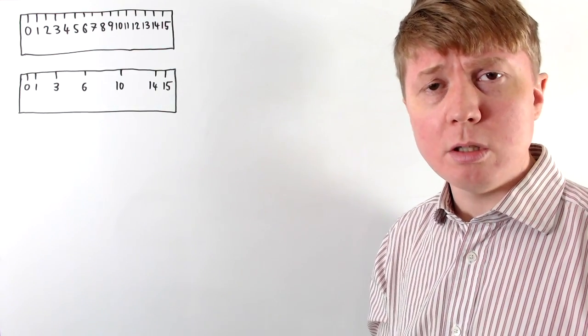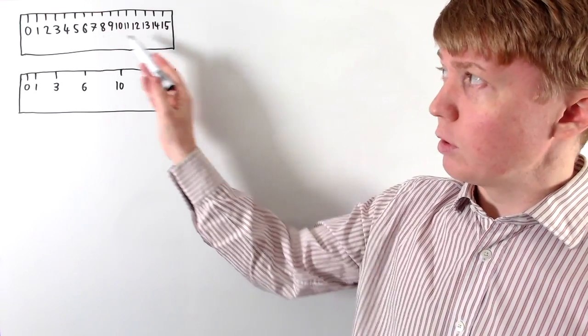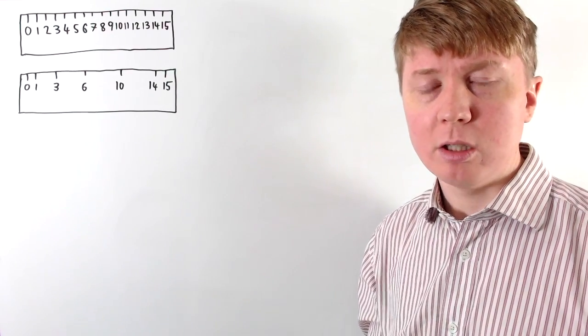So why would we bother to do this? Because, first of all, it makes the ruler much easier to use if we have all of these extra markings, and second of all, it's not that difficult to add those extra markings.